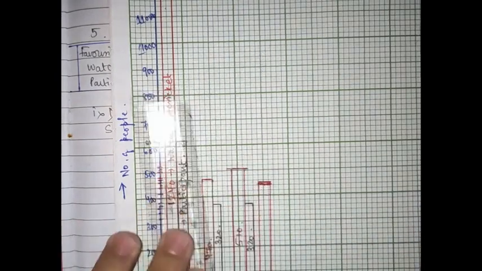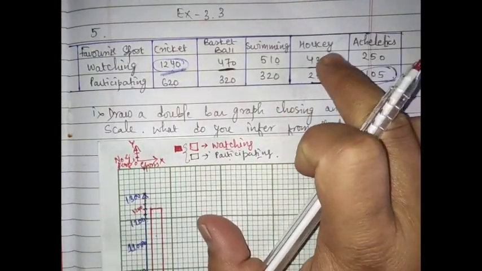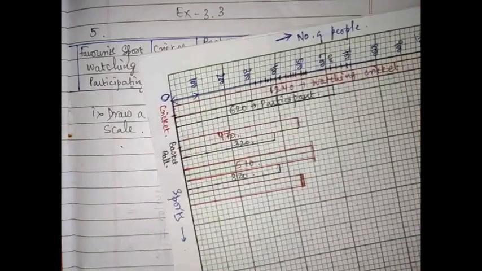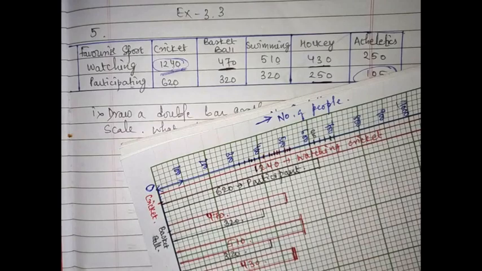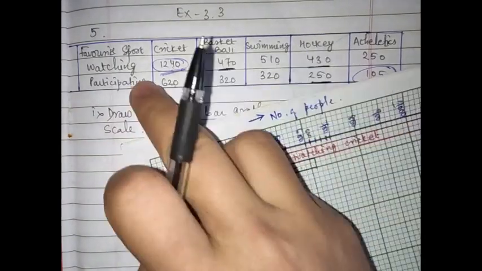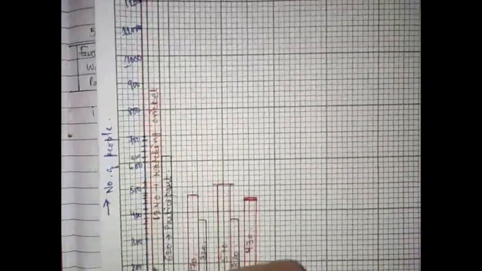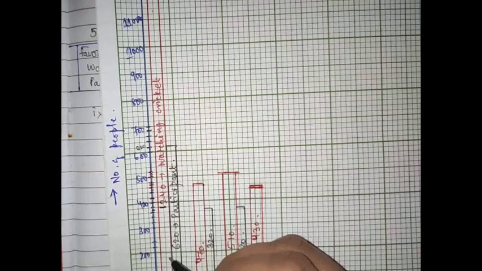So this is our 430 people watching hockey. So it is 430. Next is 250 people participating in hockey. So you can make like this. It is 200 here, 220, 240, 260. So 250 lies over here.